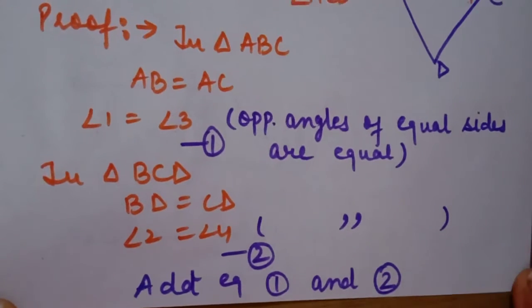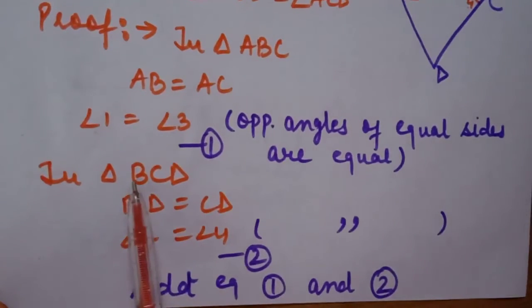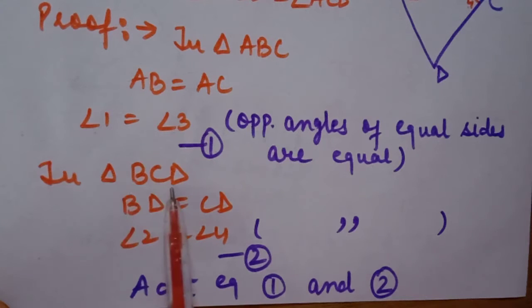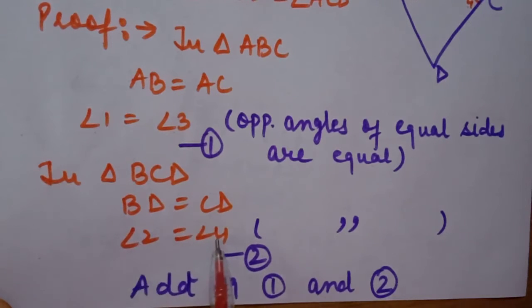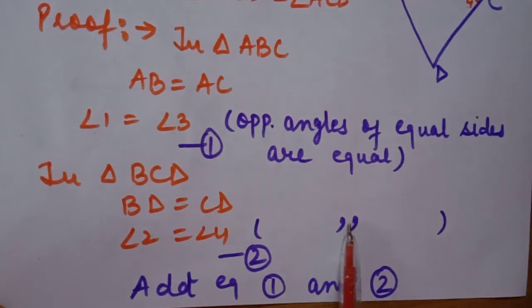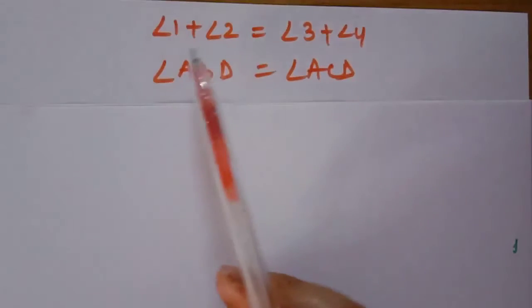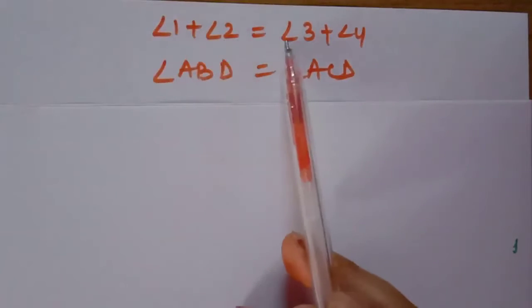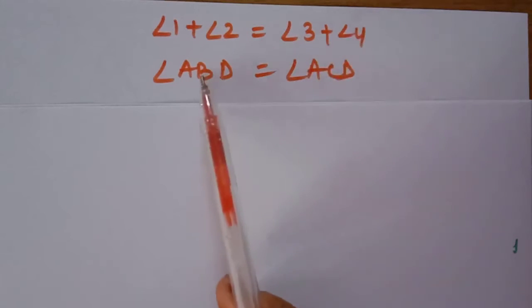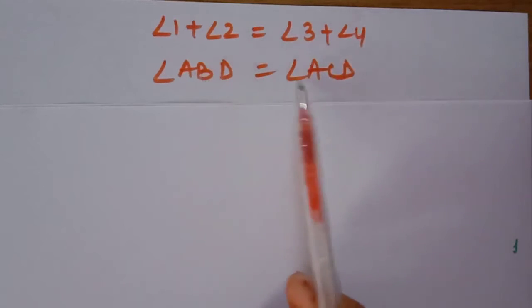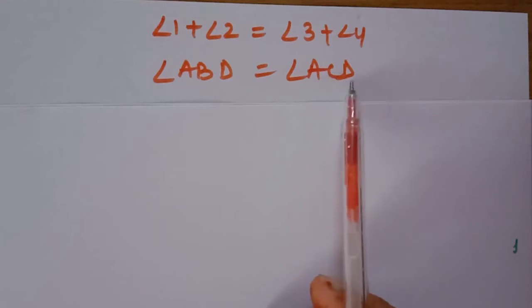Now in triangle BCD, sides BD and CD are also equal to each other. It is given, so the opposite angles of them, angle 2 and angle 4, are also equal to each other. Reason same, angles opposite to equal sides are equal. Add equation number 1 and 2. So angle 1 plus angle 2 is equal to angle 3 plus angle 4, which is angle ABD, which is equal to angle ACD. So students, your question is finished now.